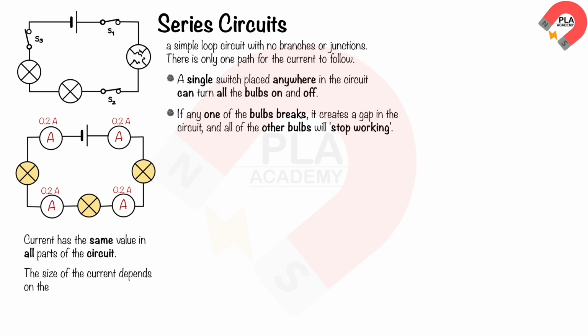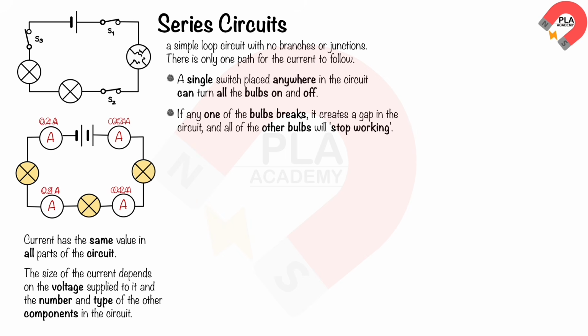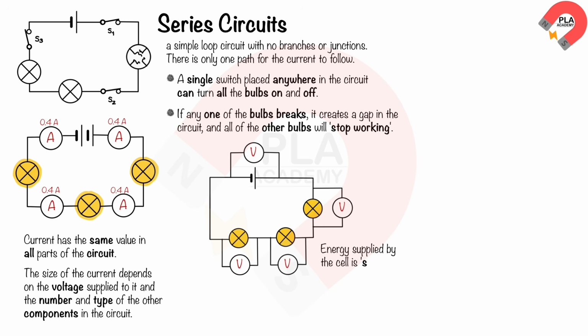The size of the current in a series circuit depends on the voltage supplied to it and the number and type of the other components in the circuit. If a second identical cell is added in series, the voltage will double, and so the current will also double, causing the bulbs to be brighter. The energy supplied by the cell is shared between all the bulbs.